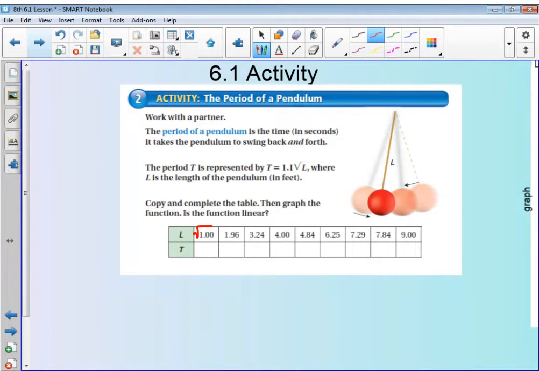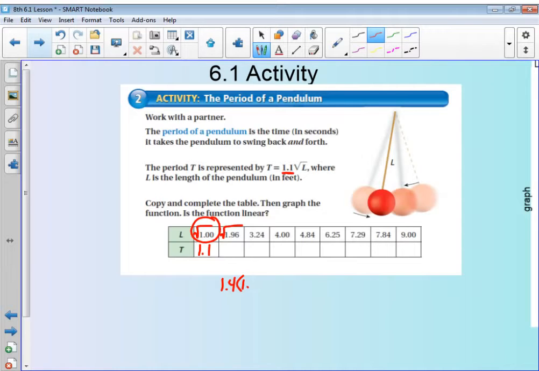So the square root of 1, what number times itself would give us 1? Well, that would be 1. So we're going to do 1.1 times 1, because we just figured out the square root of this as 1, which is going to give me 1.1 for our time. Okay, so now our next one. We're going to have to figure out the square root of 1.96. So on my calculator, I punch in 1.96 and hit the square root button. And when I did that, I got 1.4. Now I'm going to take that still times 1.1.